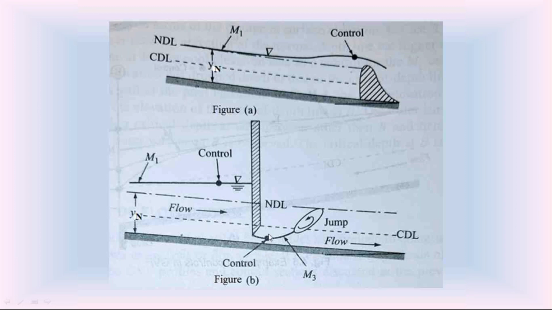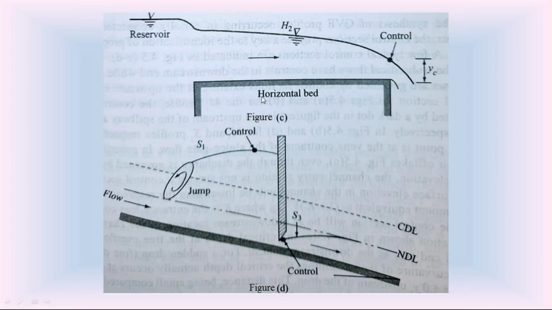We call that the control section in the open channel. Like that, we have some more examples of control sections. This is a horizontal channel bed. It is a wide rectangular channel, and at this location, this is the depth of flow. By knowing this depth of flow, I can calculate the discharge of water flow in this open channel.